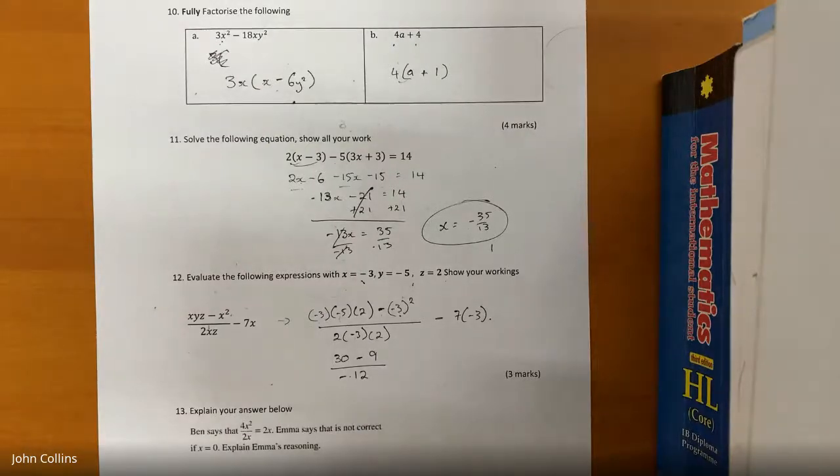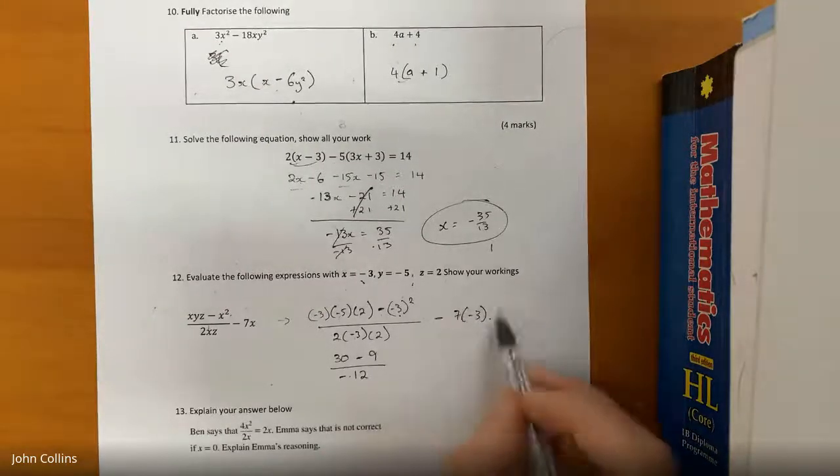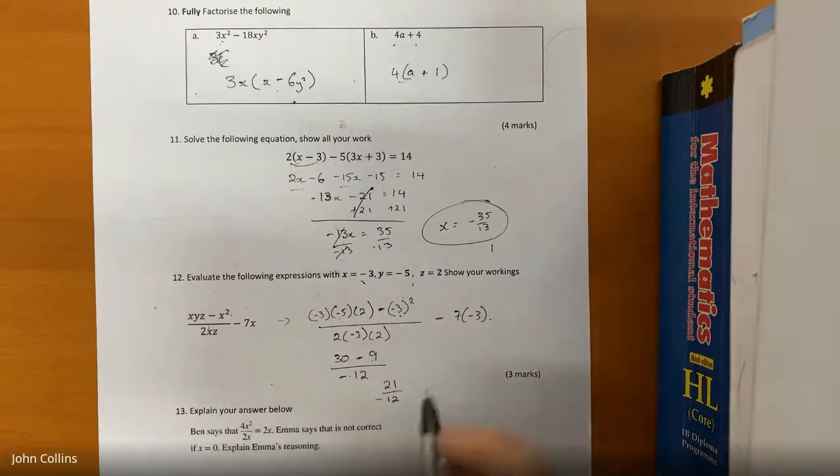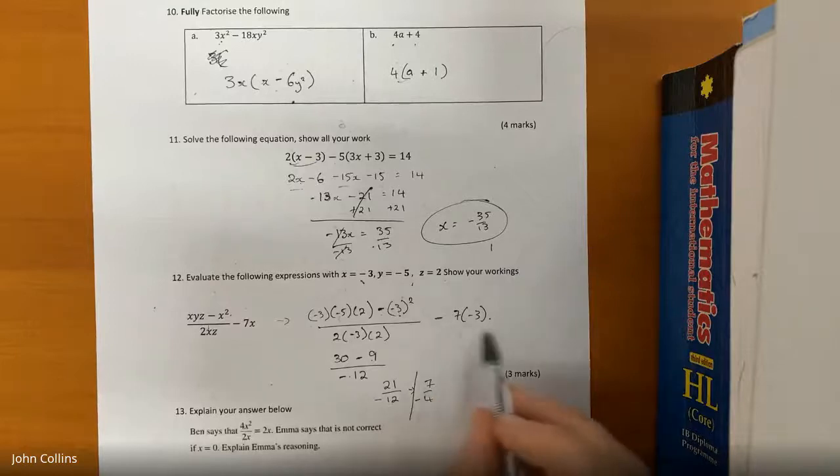Okay. This fraction, I'm just going to work it out before I take away this bit. And so 30 minus 9 is 21. So that's 21 over minus 12. I can simplify that actually. If I want to, I can use my calculator to divide, but I'm going to simplify it. 3 goes into the top and the bottom. So that's actually 7 over 4, 7 over minus 4. Okay. Now, I'm going to now take away.